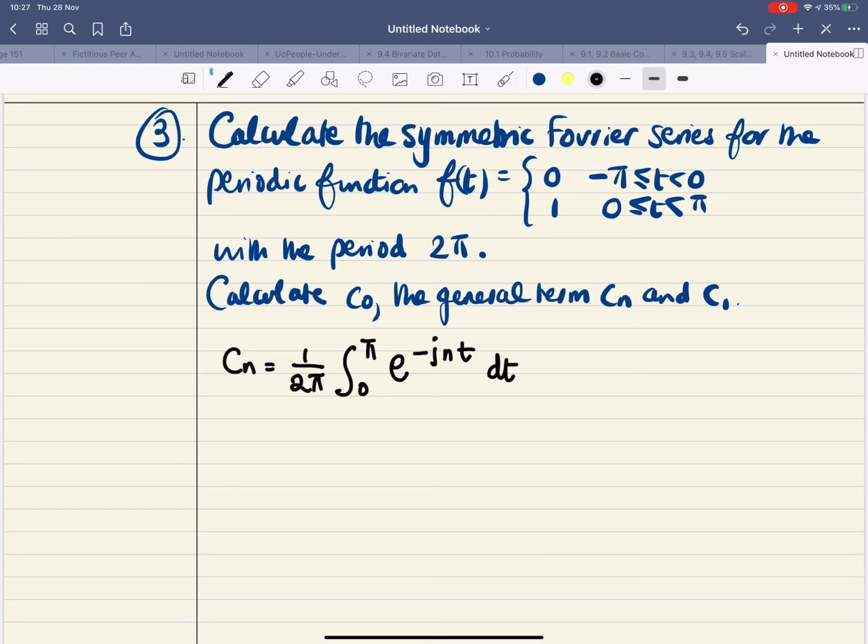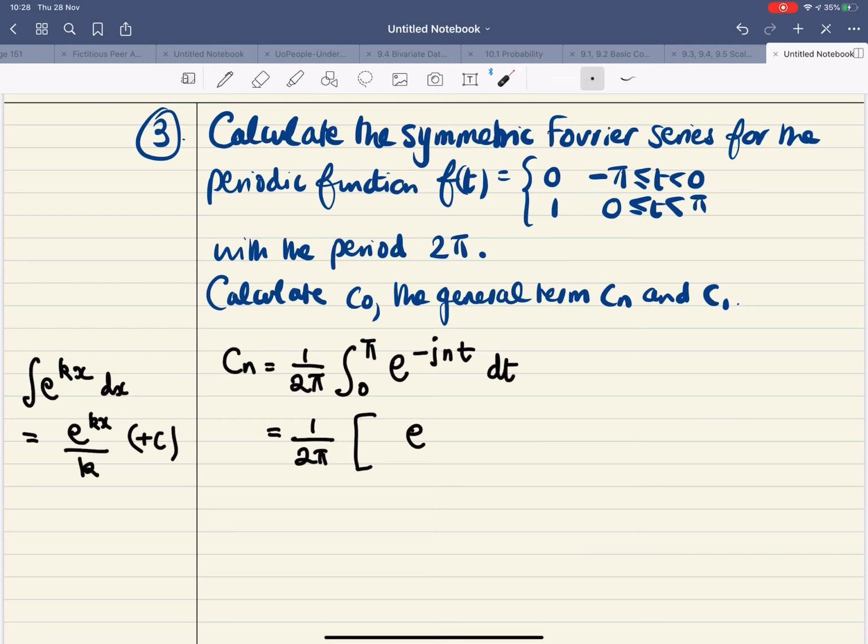Okay. Yes, I'm just checking I've got that right there. I think in the solutions they've started with C0, but I've started with Cn now, so that will do. Right, when you integrate this, so it's 1 over 2 pi, and if you remember, the integral of e to the kx dx is e to the kx divided by k plus c. Okay, so here, look, it's everything on there, everything apart from the x.